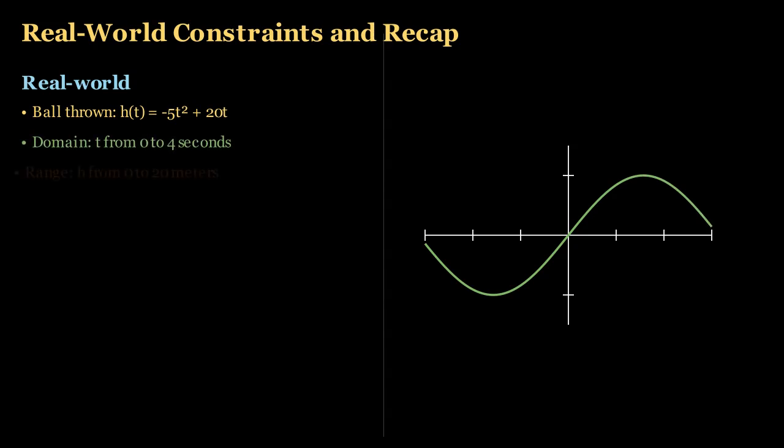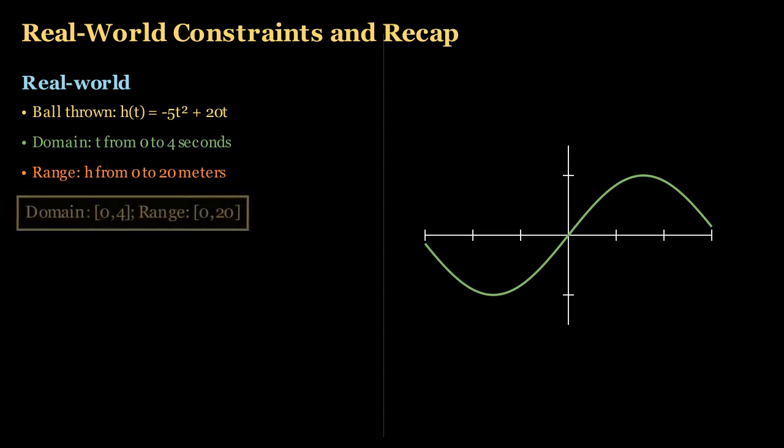Next, the maximum height. The peak of a parabola is halfway between the roots, at t equals 2 seconds. Plug that in: negative 5 times 4 plus 20 times 2, which is negative 20 plus 40, giving 20 meters. The range is all heights from 0 to 20 meters. The math gave us a formula, but the real world drew the boundaries.